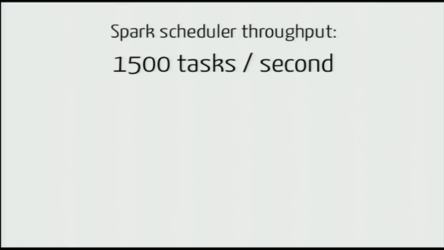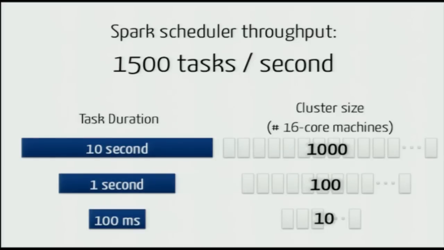And if you start thinking about what this means, it places restrictions on how short of tasks you can run or on how large your cluster can be. So here I've shown a couple of different packages of task duration and cluster sizes that the Spark scheduler can support for you. If you have long tasks that are, say, 10 seconds or more, the Spark scheduler can support a cluster of 100,000 16-core machines. So that's looking pretty okay for today's deployments.